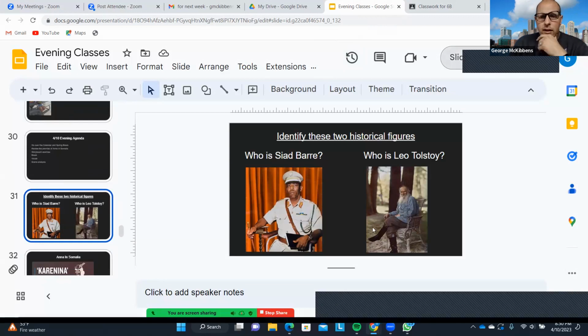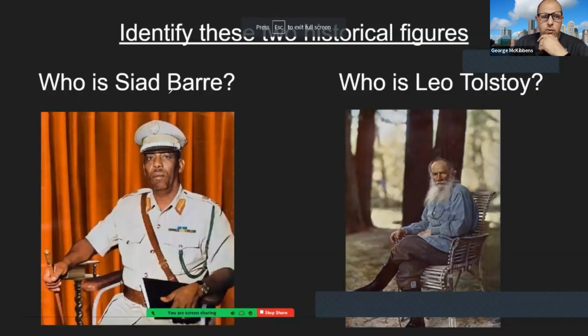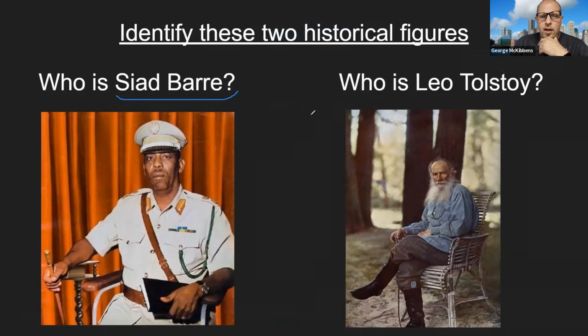I started out identifying two historical figures: the former dictator of Somalia, Siad Barre, and the Russian writer Leo Tolstoy. The question is, who are these historical figures? How do they relate to this story? Anybody want to explain for folks who might have missed?